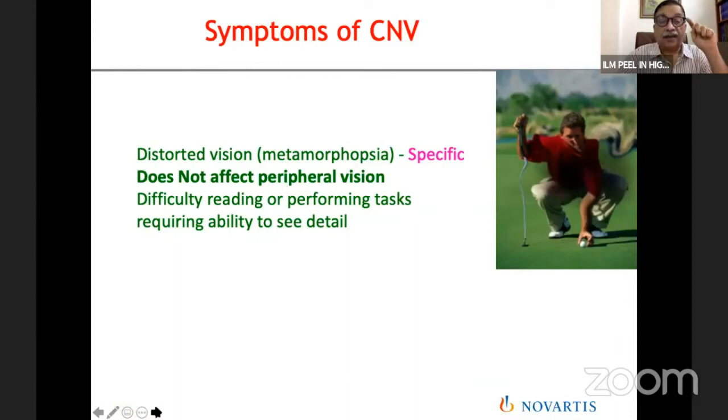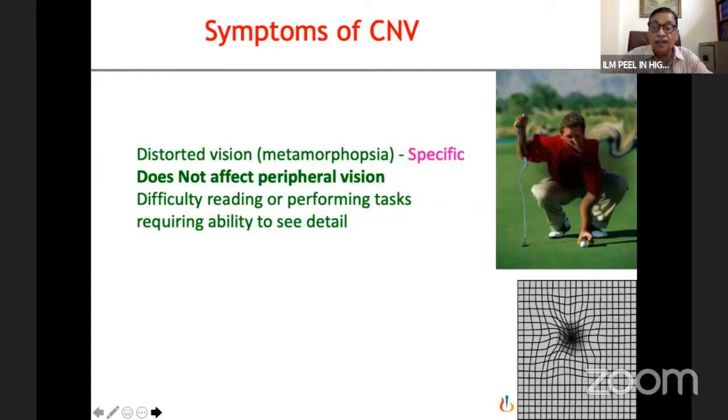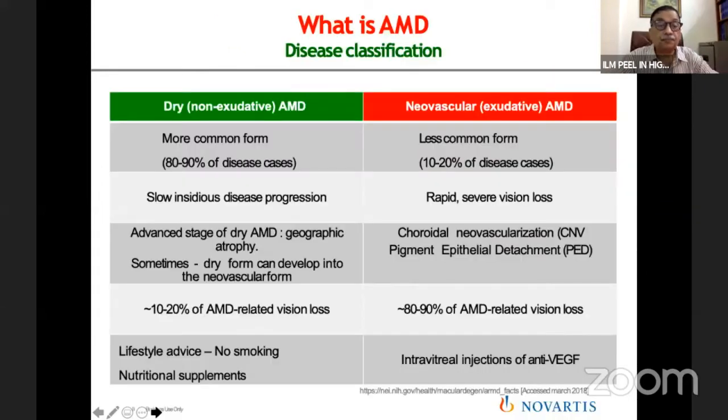The other important thing, which is very specific, is distorted vision or metamorphopsia. So this is not the periphery of the vision, this is the central vision. And because of this, he has difficulty in reading detail. So if you ask him to look at a window, he says, it's not straight. Look at this golf club, to him it's appearing like this. Obviously, this is not the way the golf club is actually there. And on the Amsler grid, he can pick up this kind of distortion.